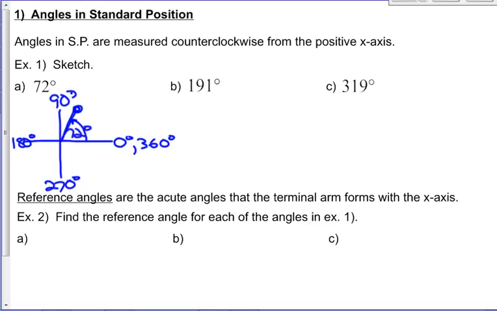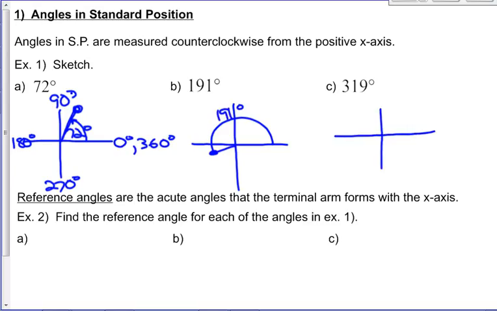There's my 72 degrees. If I do 191 degrees, well, I know that's 180 degrees, and then another little bit. There's 191 in standard position. If I do 319, that's past 270, but not yet to 360. So maybe something like this. So those are just some little sketches.